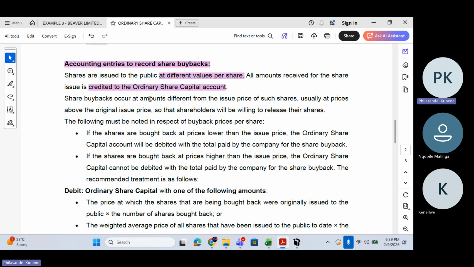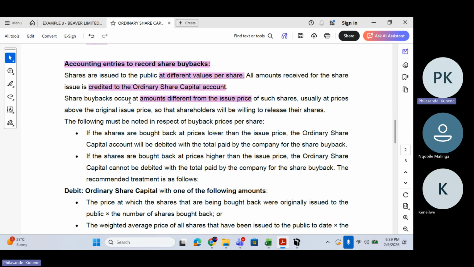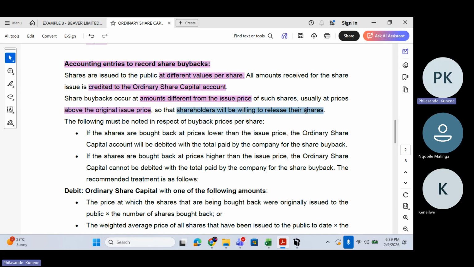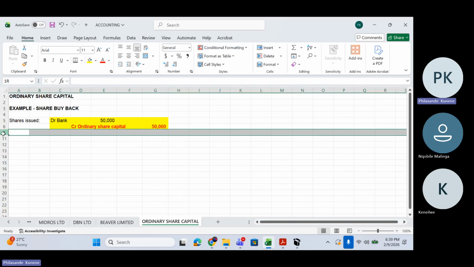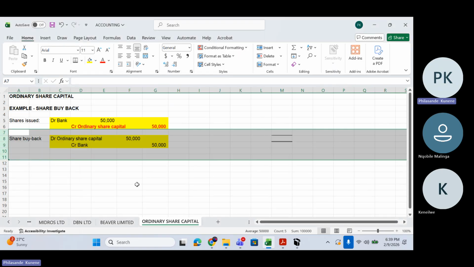Share buybacks occur at amounts different from the issue price. You see? Share buybacks occur at amounts different from the issue price of such shares, usually at prices above the original issue price, so that shareholders will be willing to release their shares. That is the reason why you end up finding out that now we need to have retained earnings, because most of the time we're buying back those shares at a higher price than what we issued for.